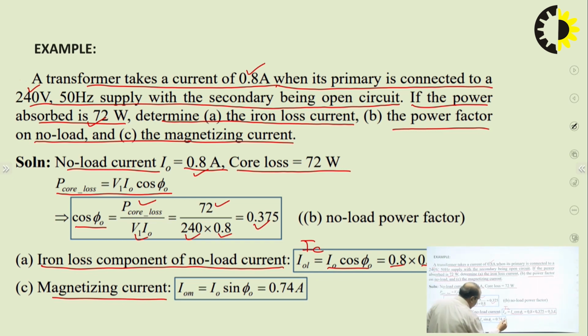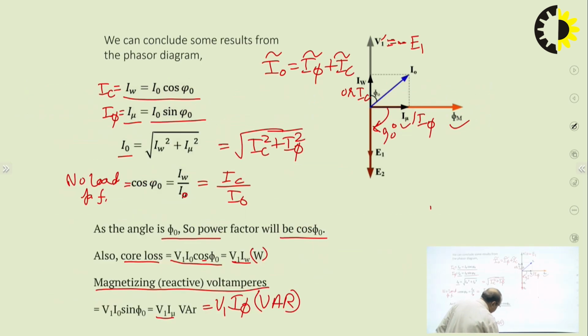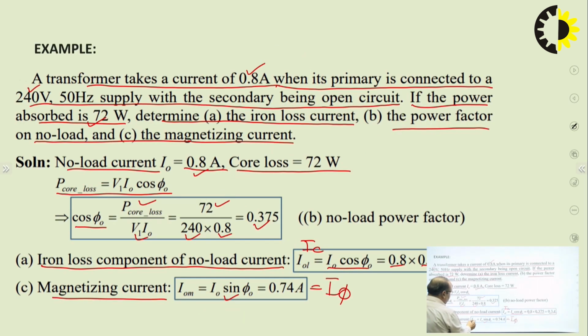This can also be written I phi. So this is given by I naught sin phi naught, that we have seen in the previous slide from this phasor diagram. I naught sin phi naught becomes I phi. I naught cos phi naught is IW or IC. So from this, I phi becomes I naught sin phi naught, and I naught is 0.8 ampere. Sin phi naught can be calculated since cos phi naught is already calculated, 0.375.